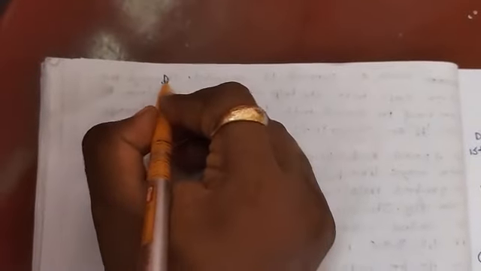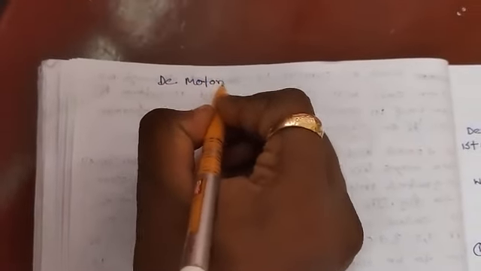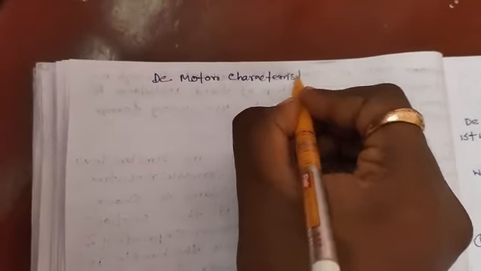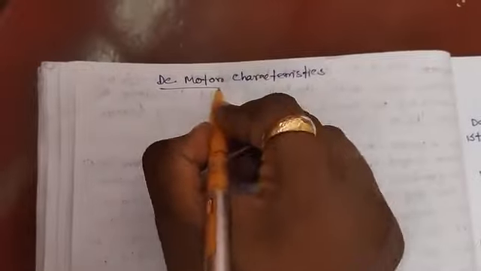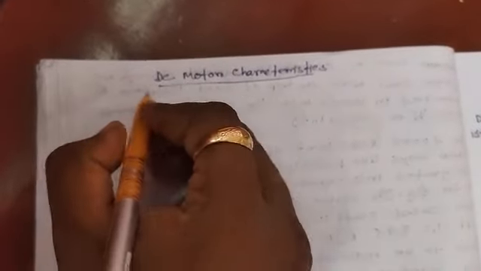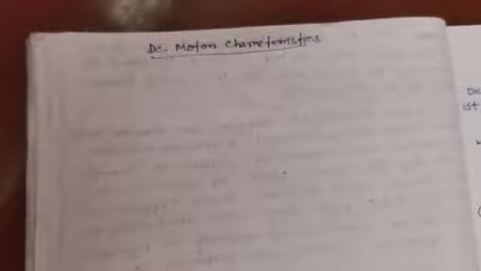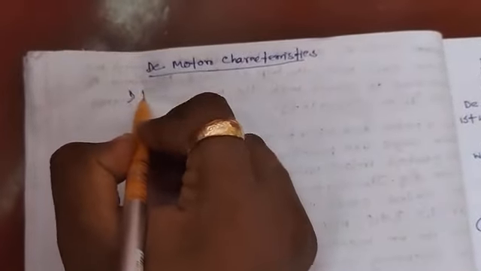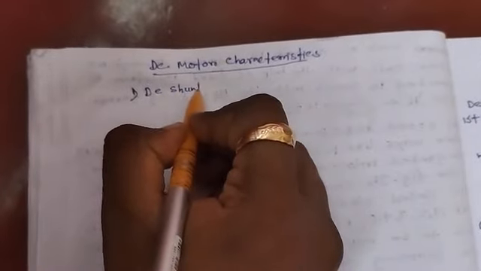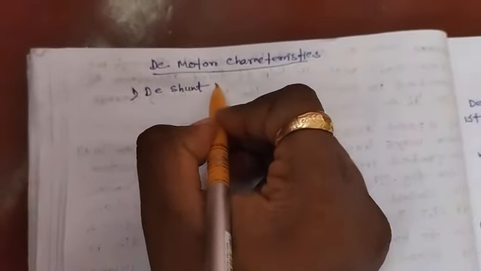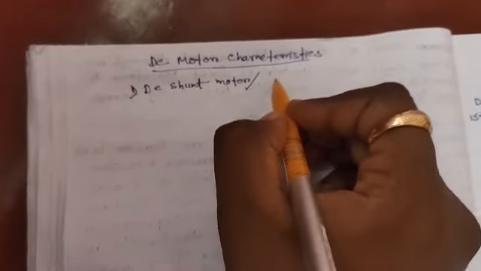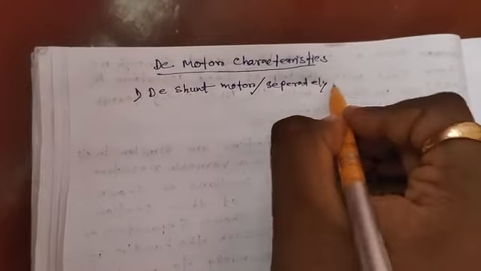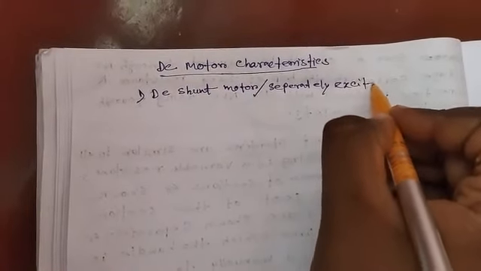Today's topic is DC motor characteristics. Later I will discuss the DC motor characteristics. We know the DC motors are mainly of three types. One, DC shunt motor, or shunt motor, also called separately excited motor.